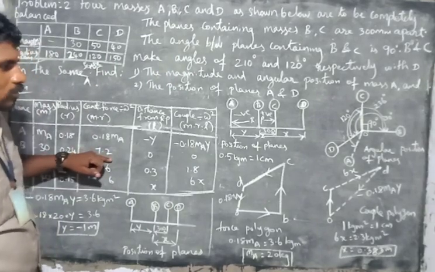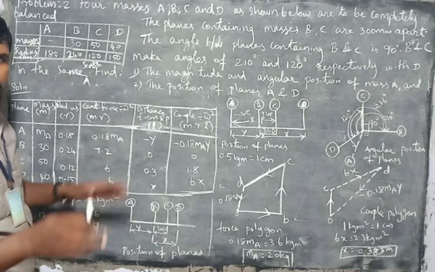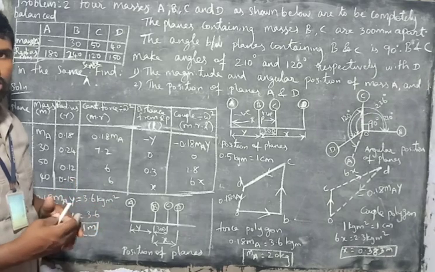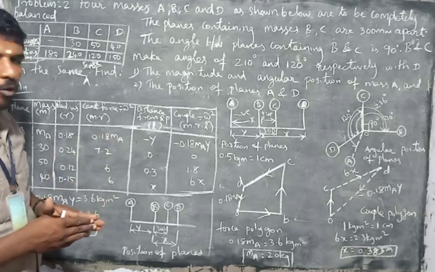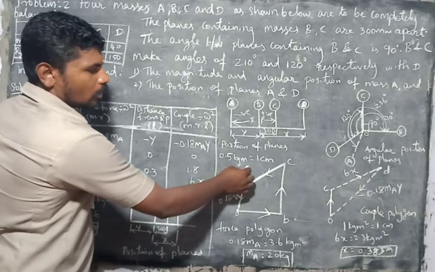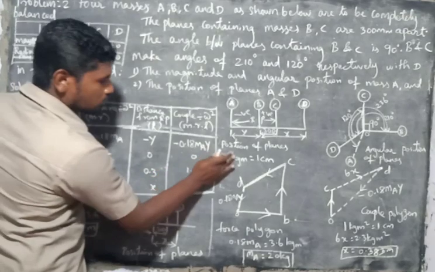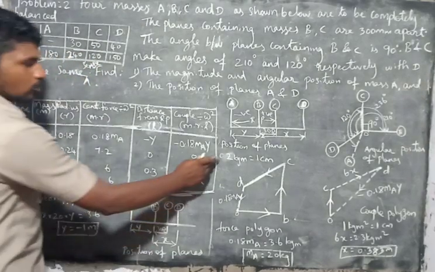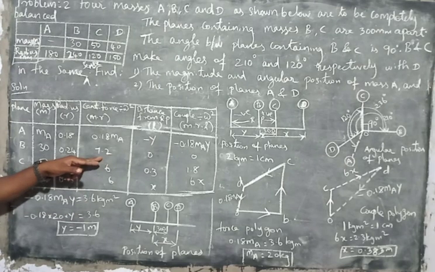So I am going to draw a horizontal line for this value. Can you draw 7.2, 6 and 6 in a single sheet? No, it's not possible to draw exactly in your notebook. So I am going to take a scale ratio. That is 2 kilogram meter equal to 1 centimeter. 2 kilogram meter means divided by 2. 7.2 divided by 2 is 3.6.